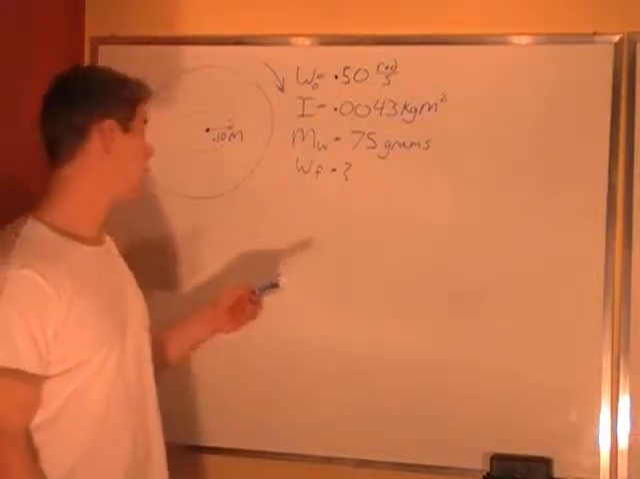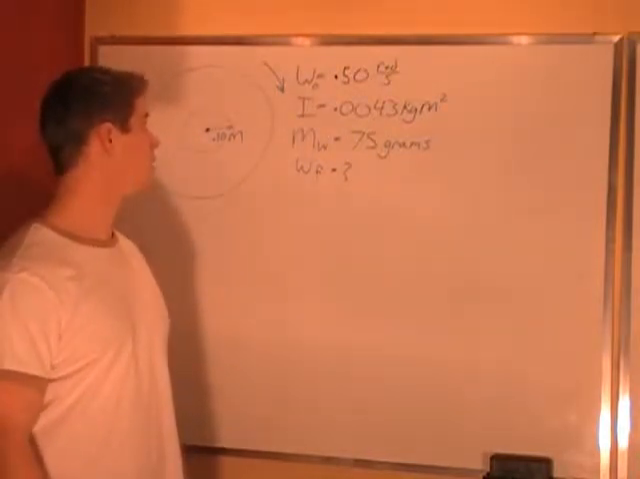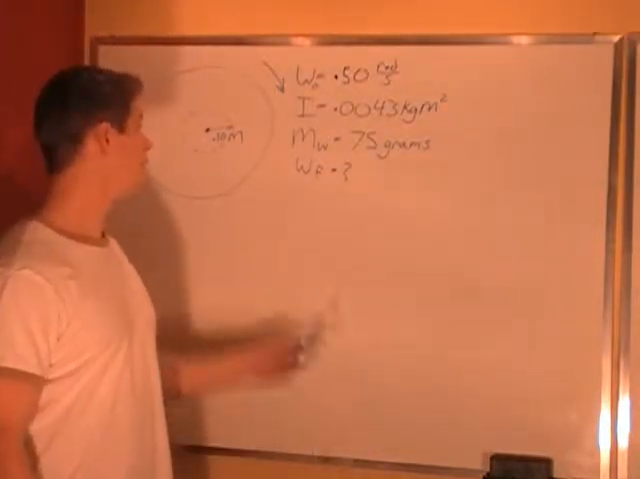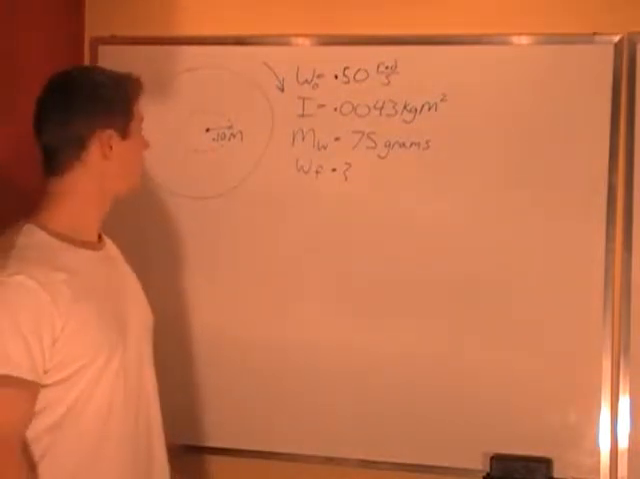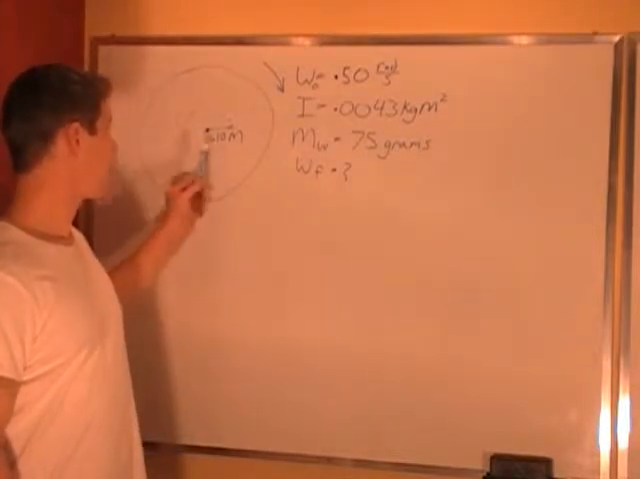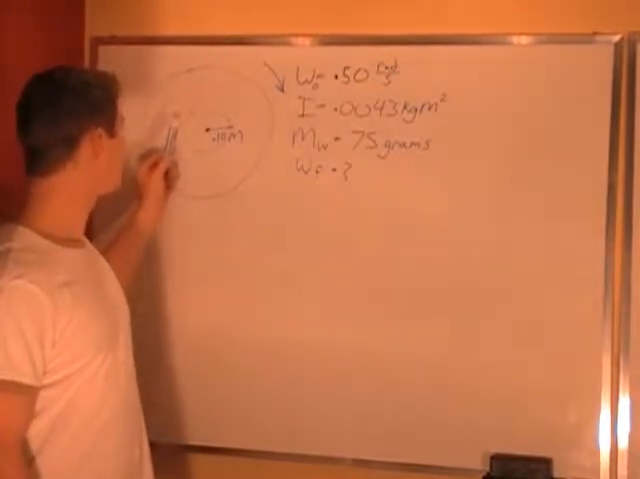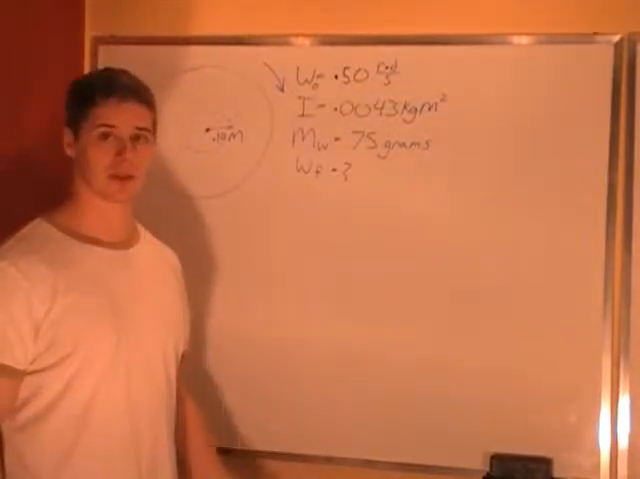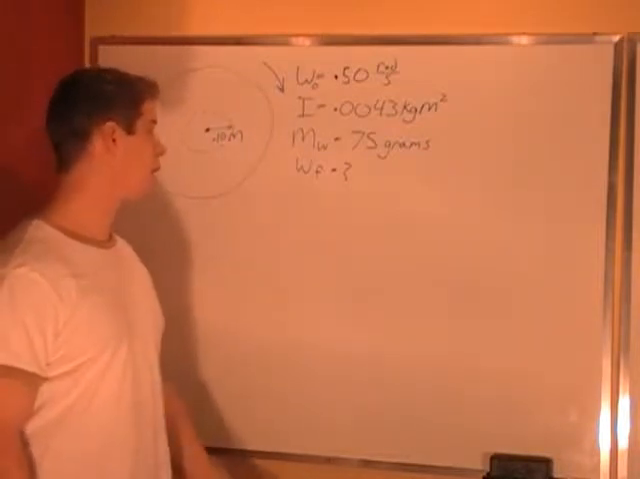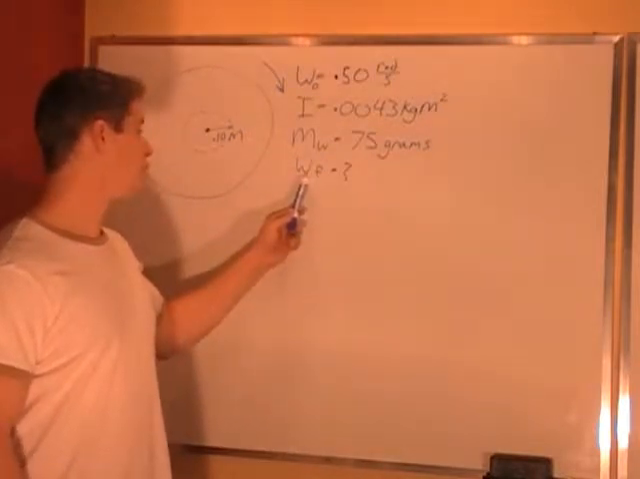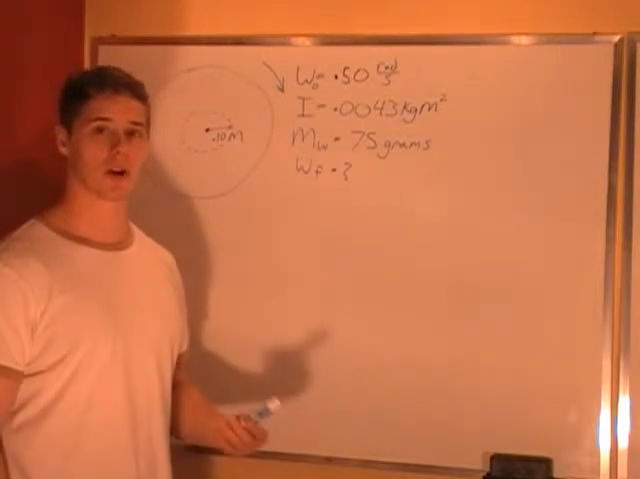In this problem we have a rotating record with an initial angular velocity of 0.5 radians per second, and it has a moment of inertia of 0.0043 kilogram meters squared. Now there's water dripping on the record 0.1 meters away from the center, and this water adds up to a mass of 75 grams after a certain time. So we have 75 grams of water 0.1 meters away from the center of this record, and we want to figure out what our new angular velocity is. How fast is this record turning after all this mass of water is on it?